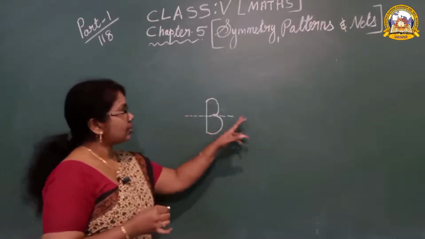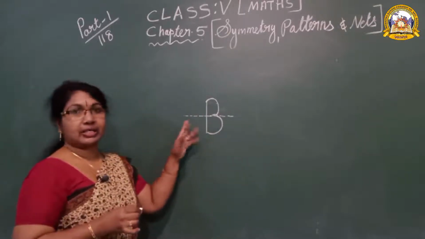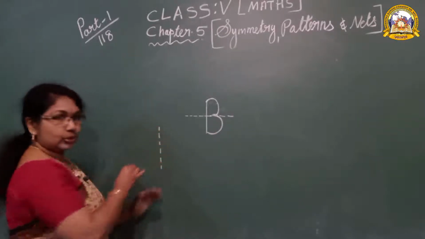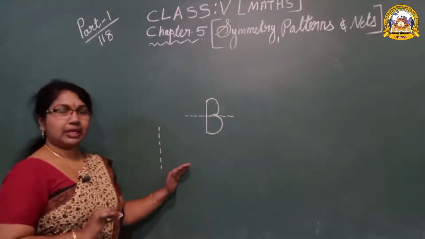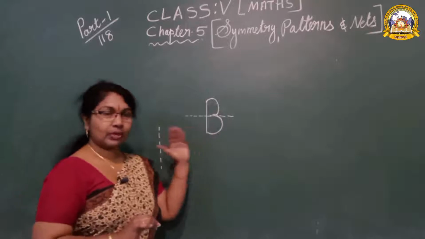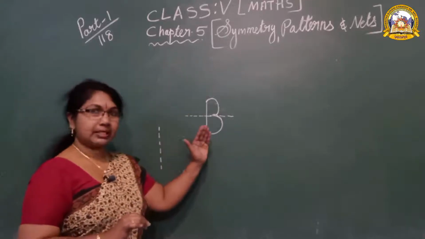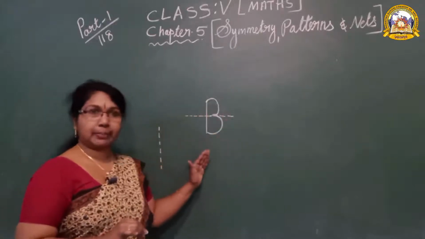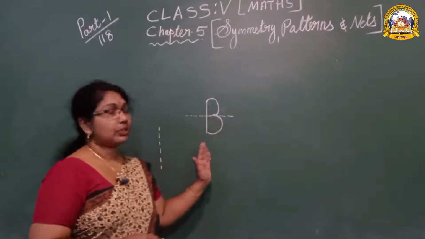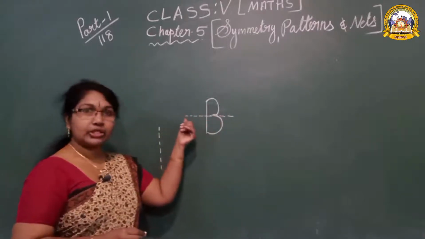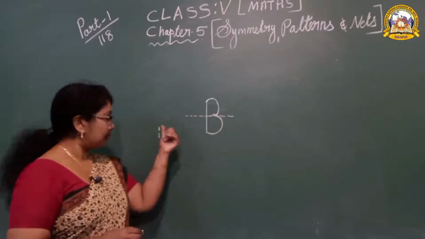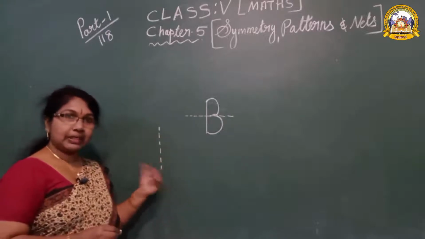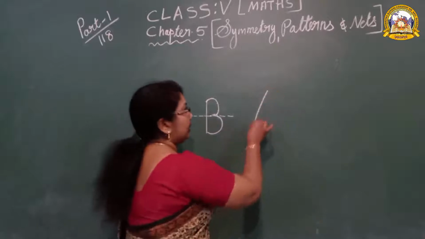So this line is called the symmetrical line. Always we use a symmetrical line, a dotted line. You should use dotted lines, symmetrical lines. Once more, what do you mean by symmetry? Symmetry means any figure or shape divided into two equal parts. So it is called symmetry. Then what is the name of this line? It is called the symmetrical line. Always you have to use a dotted line, symmetrical line.